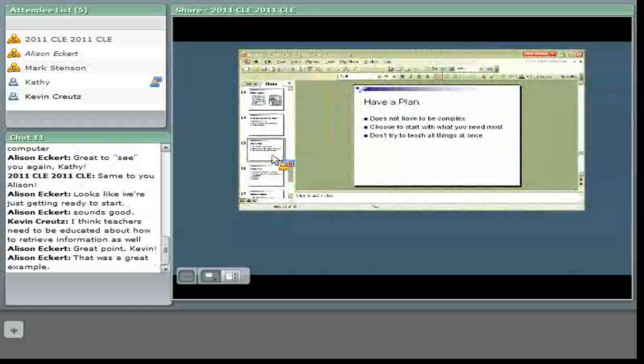These are my suggestions for having a plan to implement this, or having it start in your own school. Don't make it complex. It doesn't have to be. Start with one thing that you think your students may need more of. There is in the book a rubric and a way that you can figure out where you need the most attention spent, and so it really helps you decide where you want to start. Not trying to teach everything at once.